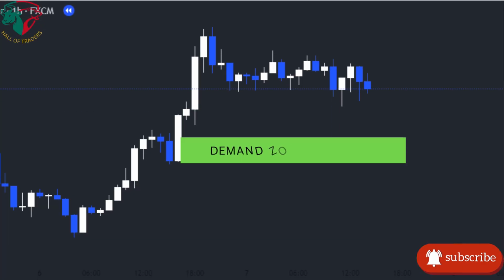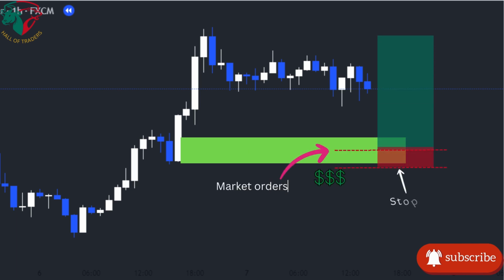Take an example here on the chart. We have a demand zone. Many retail traders look at this zone for perfect trading opportunities. So they will place market orders around this zone and set their stop losses below. The market orders and stop losses here make this demand zone a zone with high liquidity. The same applies to supply zones.